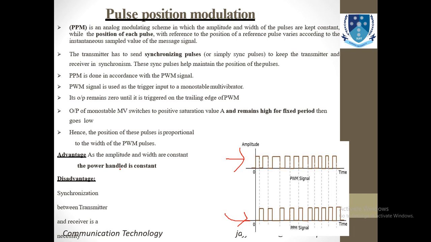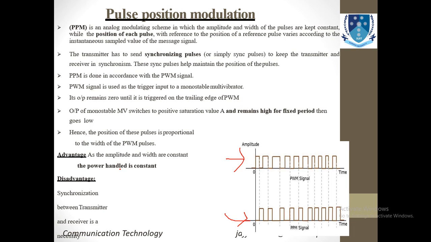So there are quite a few advantages and disadvantages of using this PPM. The major advantage of using PPM is that as the amplitude and width are constant, the power handled is constant. So there is not much power required, because the amplitude and width are kept constant. The only thing that varies is the position. So you basically have controlled power.